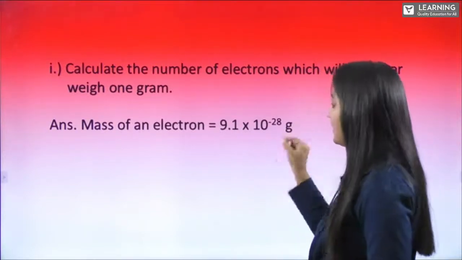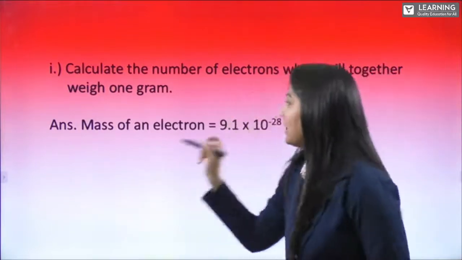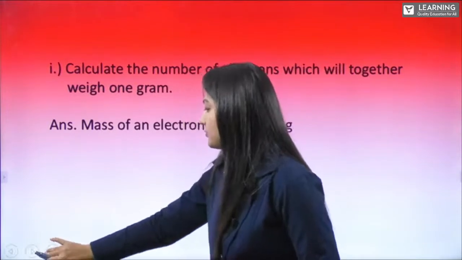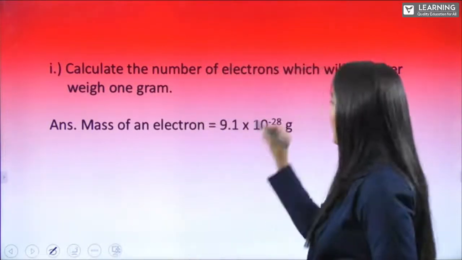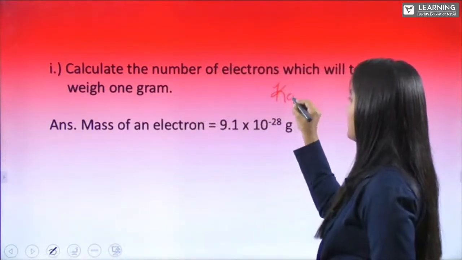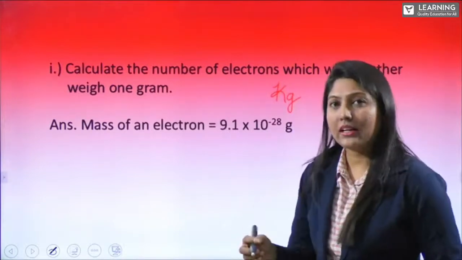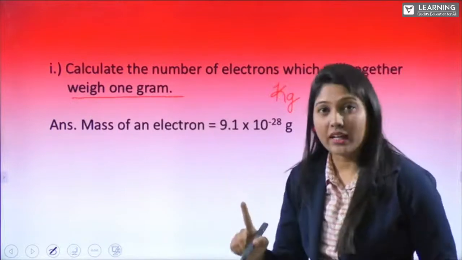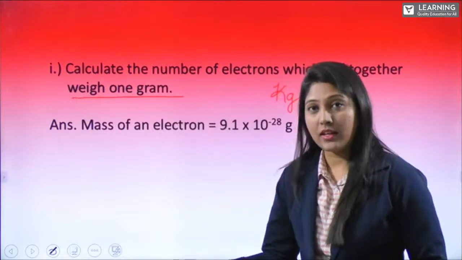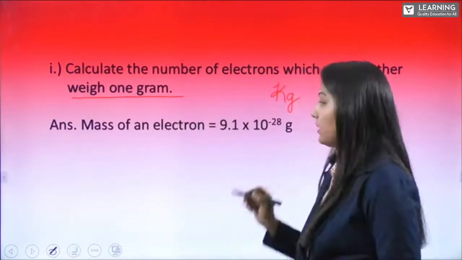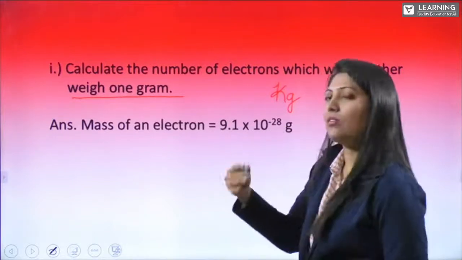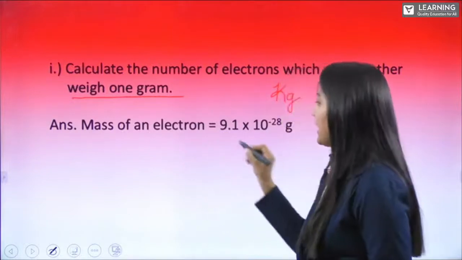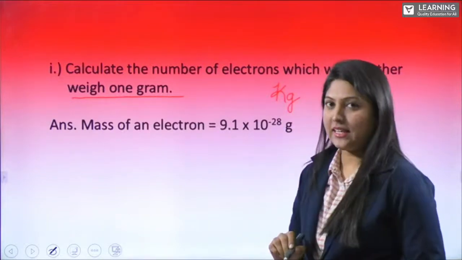Why are we taking it in grams? We are not taking it in kg. Why? I could take this in kgs, isn't it? Why am I not taking it in kgs? Because here the question is asking, in 1 gram, how many electrons are there? If I take it in kgs, again I have to convert it. So what we need to do is take the mass of an electron in grams itself, directly.